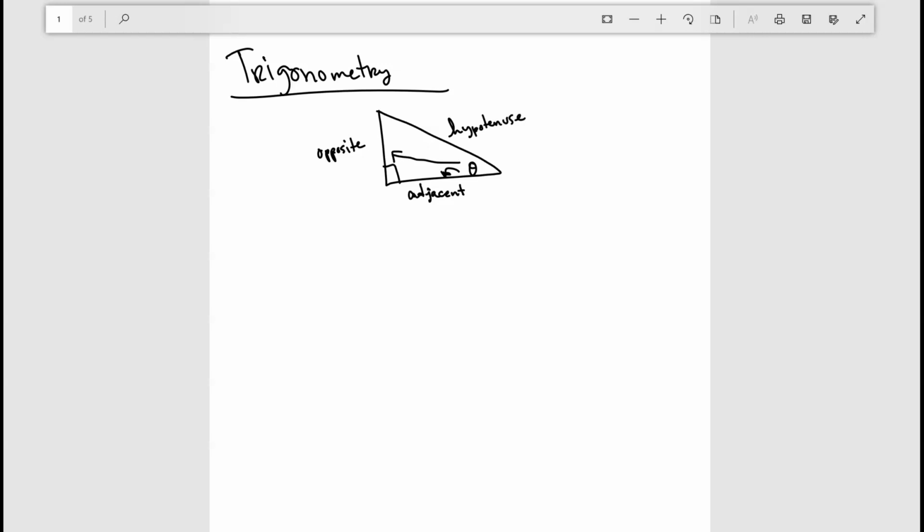So we know that from a right triangle, if I have a right triangle like this, I can call these sides A, B, and C. And I know that there's a formula that relates all of these sides, which is just A squared plus B squared equals C squared. We call this the Pythagorean theorem.